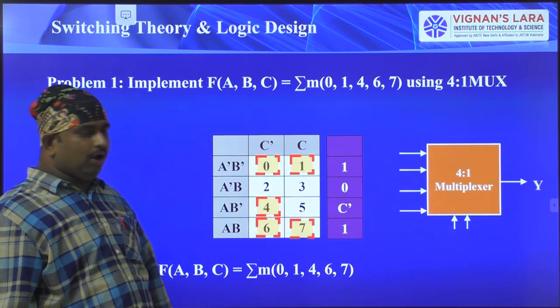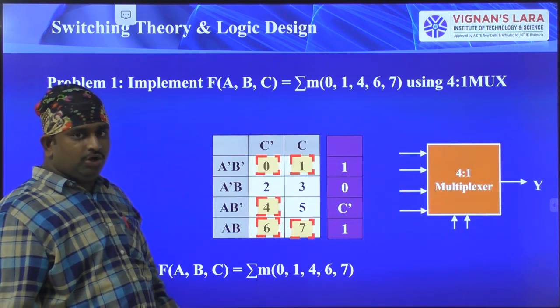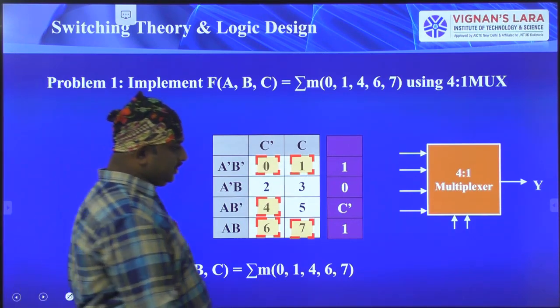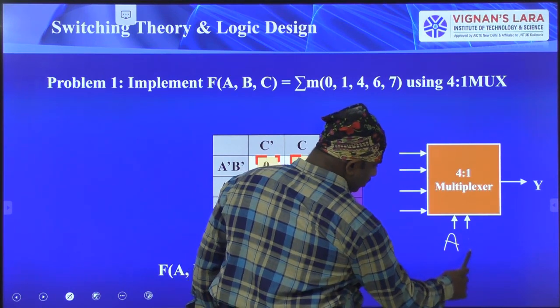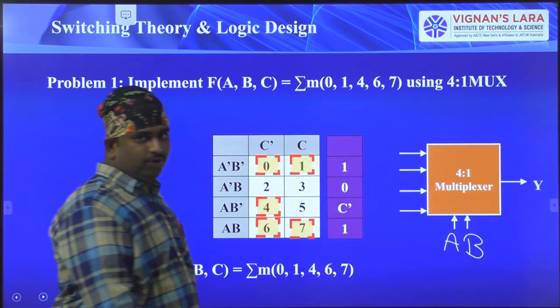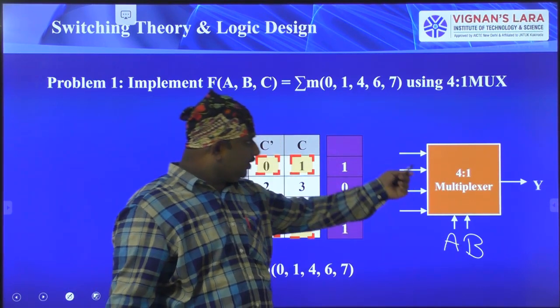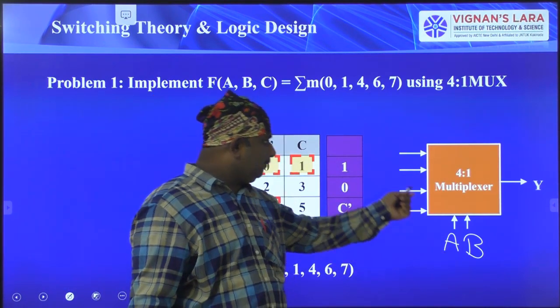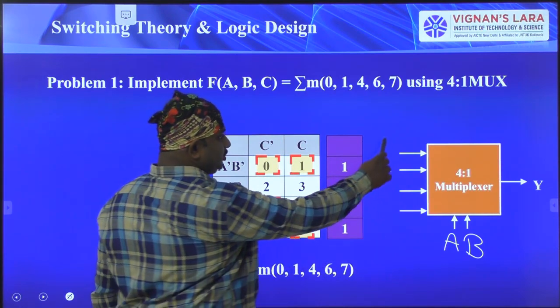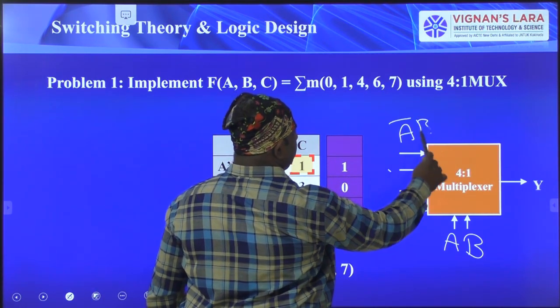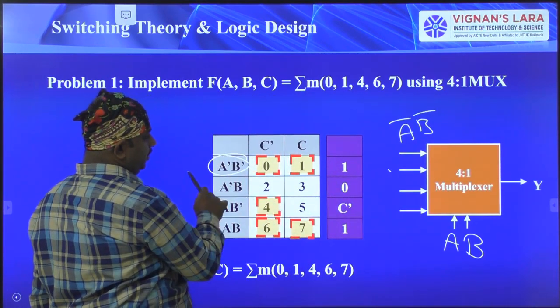Okay, right. Now in the place of this, you have to write the AB values here. In the place of selection lines, you have to write AB. Now see here, if it is 0, 0, this line selects. If it is 0, 1, this line selects. That is, the first line indicates A bar, B bar. That is, we have represented it here, the first one.